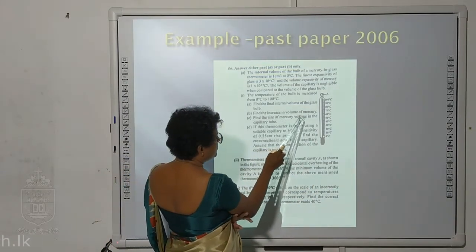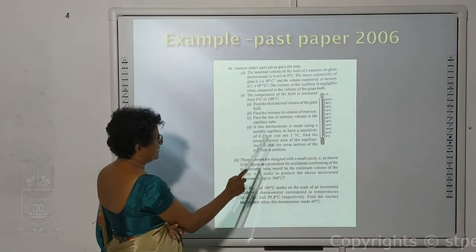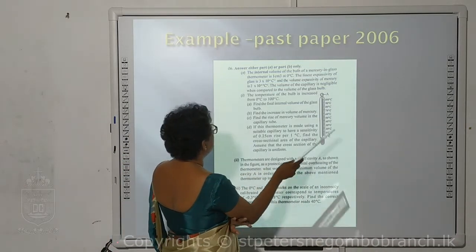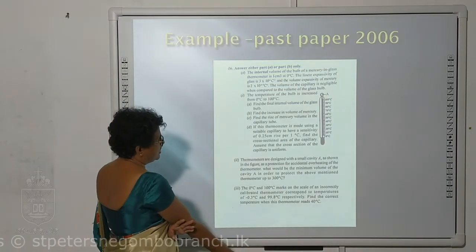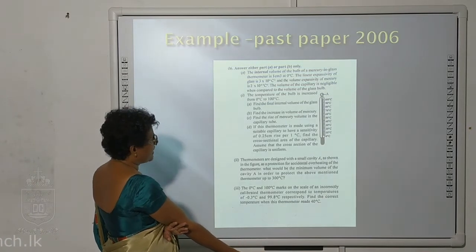Find the increase in volume of the mercury. So for mercury also you write the same equation. V2 equals V1 times (1 plus gamma delta theta). There the gamma is given and you can find the volume. Find the rise of mercury volume in the capillary tube.